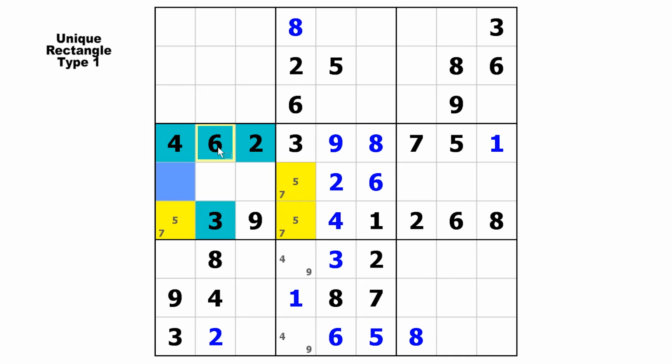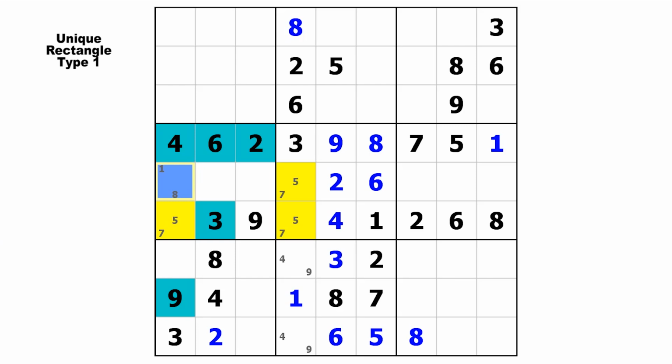It can see a 6. And it can't be a 7 because that's the other UR candidate, and it can see a 9. So that means it has to be a 1 or an 8. So this time, we cannot solve this cell. And when this happens, it's going to be up to you whether you want to enter those candidates or not.